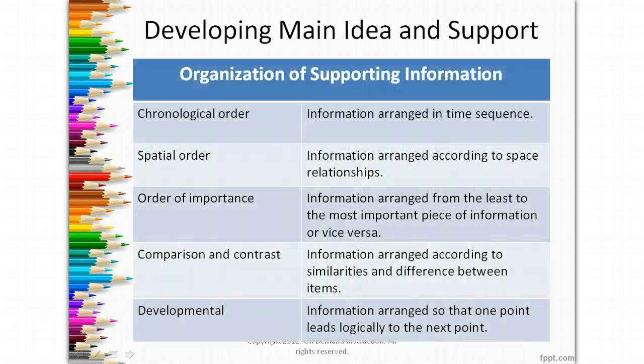You should also take into consideration the organization for your supporting information. Here are the different ways to organize your support. Chronological order: information arranged in time sequence. Spatial order: information arranged according to space relationships. Order of importance: information arranged from the least to the most important piece of information, or vice versa. Comparison and contrast: information arranged according to similarities and differences between items. Developmental: information arranged so that one point leads logically to the next point.